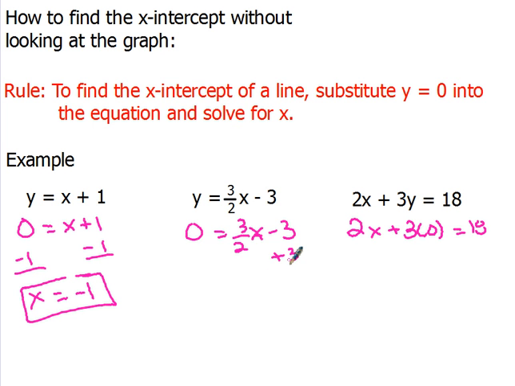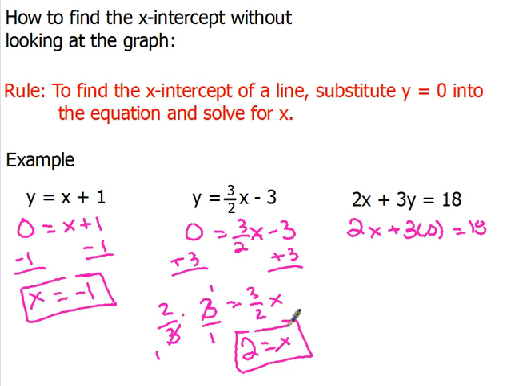Over here, first thing I need to do is add 3. So now I'm going to have 3 equals 3/2 x. In order to get rid of that 3/2, I need to multiply by its inverse. Its inverse is just the flipped over fraction, so that's going to be 2/3. And we can make this 3/1. These cancel out. So I'm left with 2 times 1 is 2, 1 times 1 is 1. So that's going to be x equals 2. So the x-intercept there is 2.